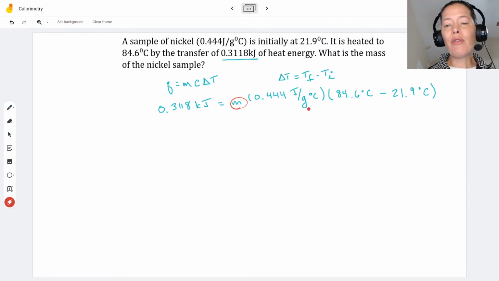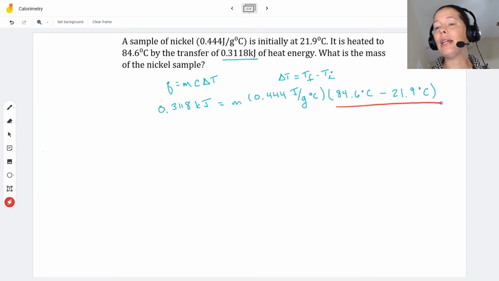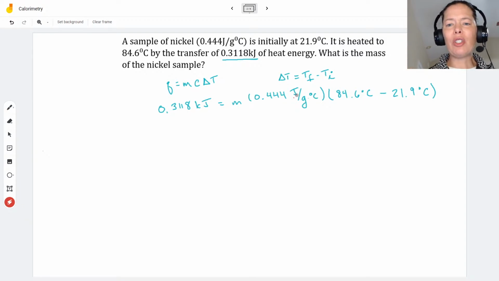Of course, I'm solving for my mass, and my mass is given in grams, so that's fine, no problem. And I have degrees C for my specific heat, but I also have degrees Celsius here for my change in temperature. So it looks like most of my units are matching. I'm just going to need to fix this joules to kilojoules.